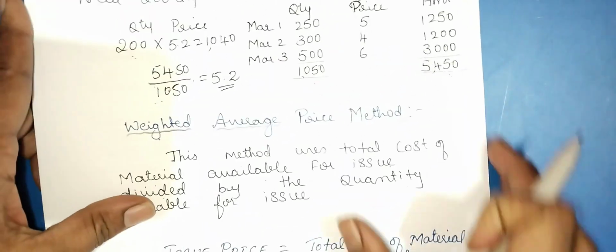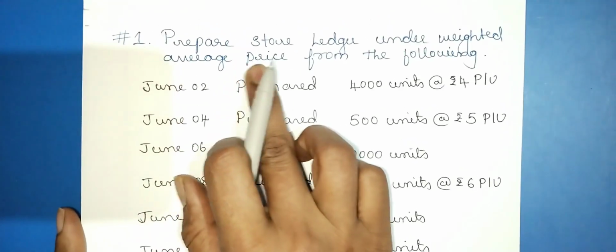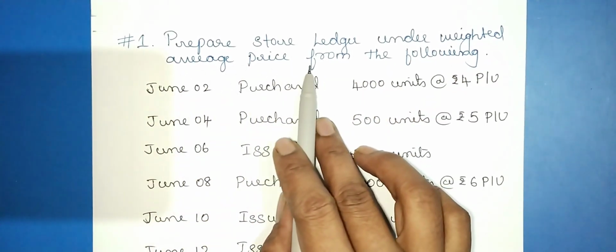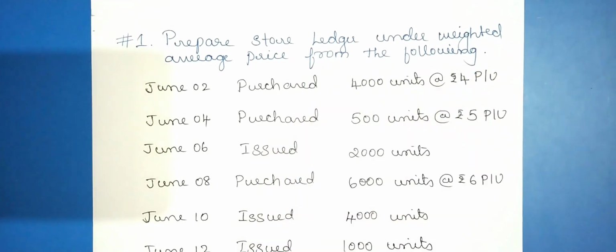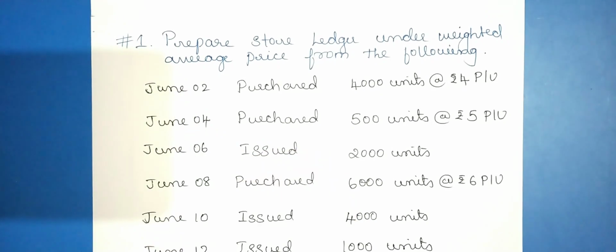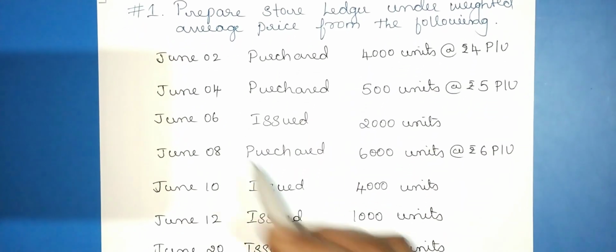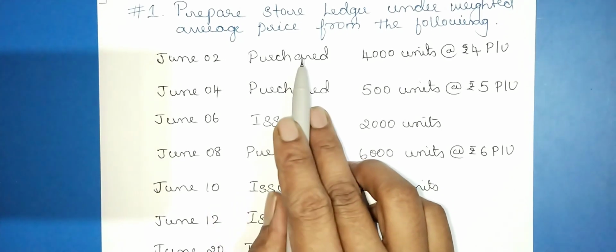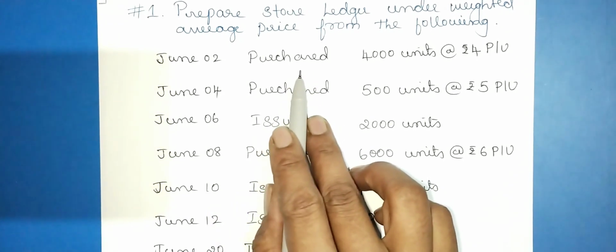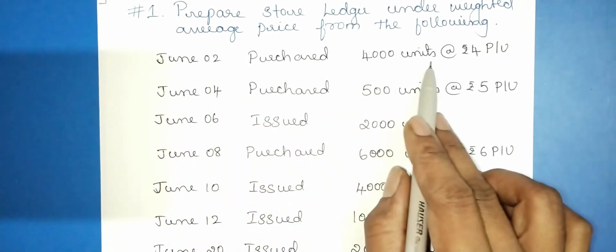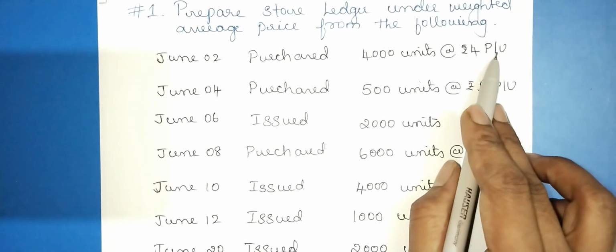Now let us solve one question. Prepare a store ledger account under weighted average price from the following details. This is the available details. For the month of June, we have different transactions. Purchase means that is your receipt. Whatever you have received to the storeroom is called purchase. On June 2nd, purchased 4000 units at rupees 4 per unit.